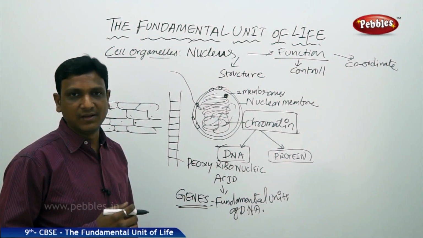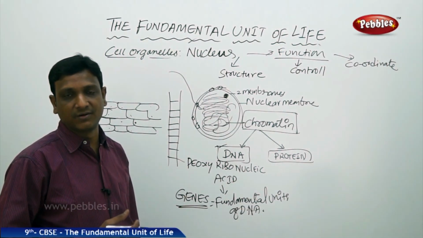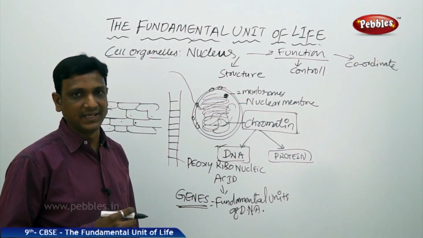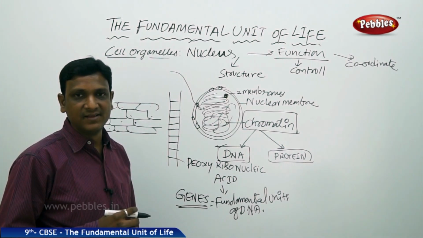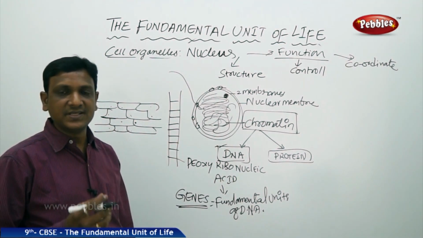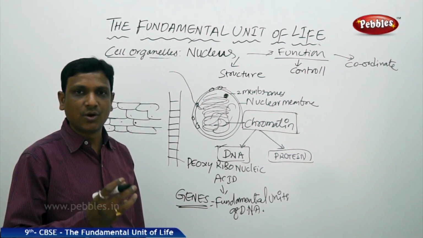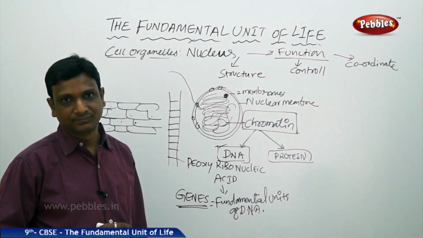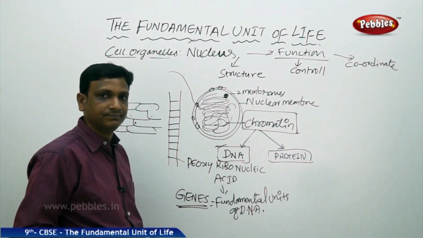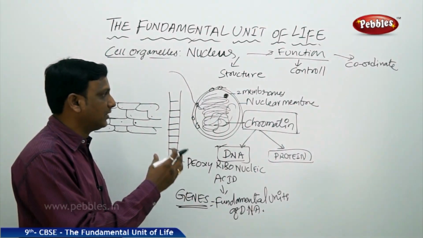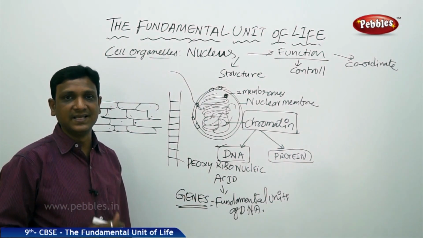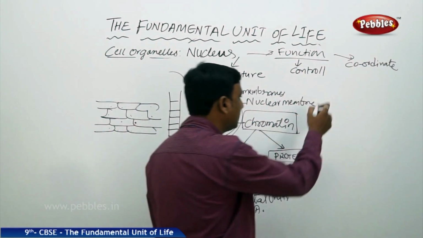In certain unicellular organisms, not all, like bacteria, they do not have a specific nucleus. A unicellular organism like amoeba has a specific nucleus. Its nucleus is clear, distinct. The nucleus is covered by a nuclear membrane and it is similar to the nucleus that we have. But certain unicellular organisms like bacteria do not have a specific nucleus.